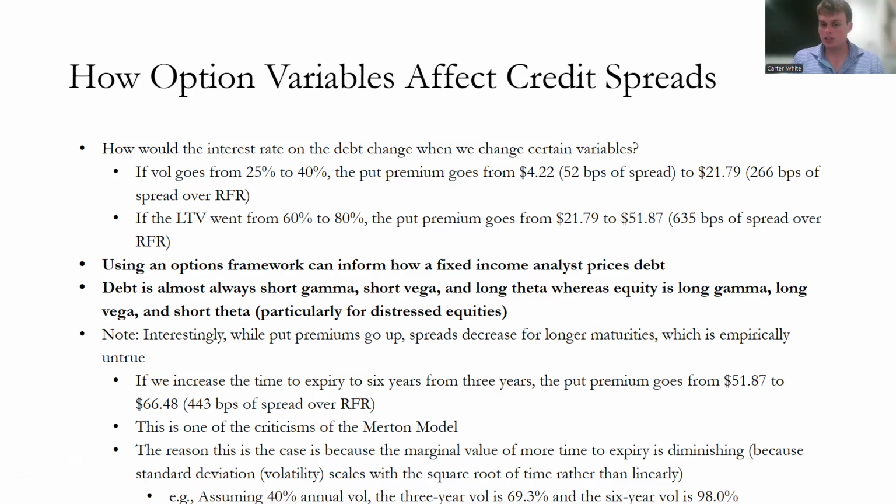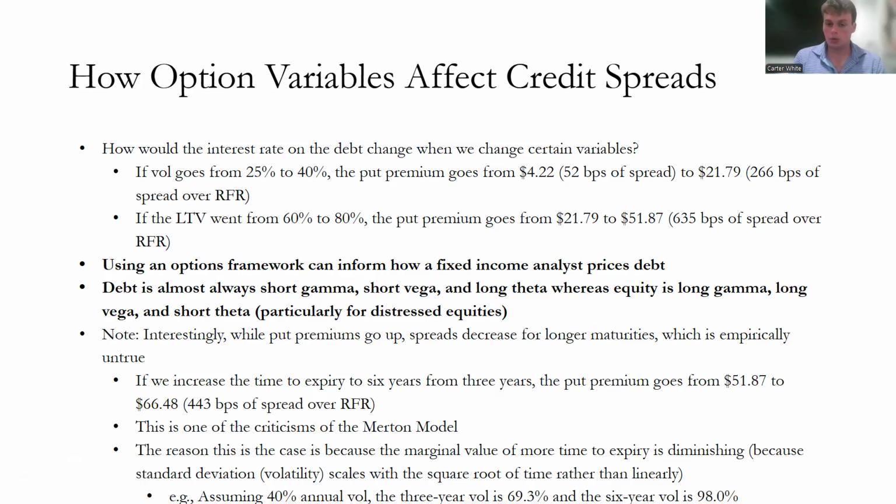And if we take that a step further and we move the LTV from 60% to 80%, the bips are going to go from 266 spread to 635 spread. So assuming a 5% risk-free rate, this would be an 11.35% interest rate, which is a pretty substantial premium to the risk-free rate, and just overall a decent amount.